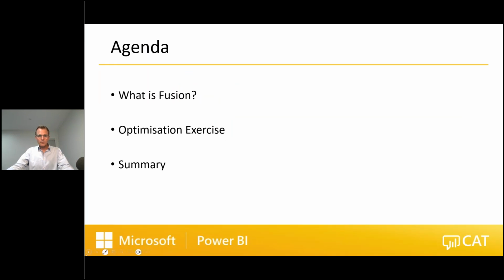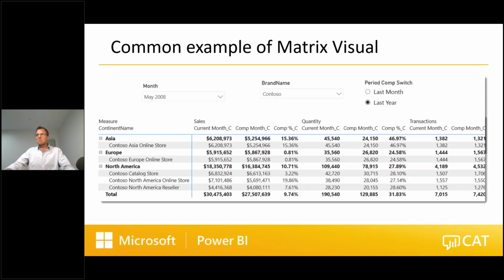So what is Fusion? Here is my very ugly report. I am not a report designer. I actually don't try very hard because I think it's more embarrassing when I do. But what have we got going on here? We have a busy matrix. It's not unlike many reports that I get shown when, hey Phil, we've got a slow report, for example. There's a lot going on here.